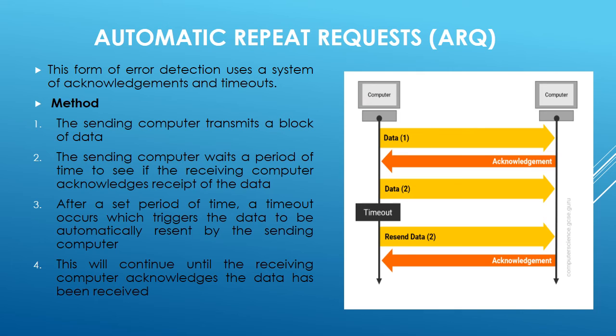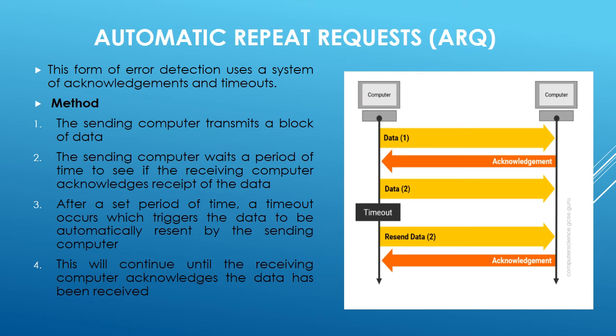Automatic repeat requests. This form of error detection uses a system of acknowledgements and timeouts. Automatic repeat requests are often used to ensure reliable transmission over an unreliable service. Let's see the stepwise procedure of automatic repeat request.